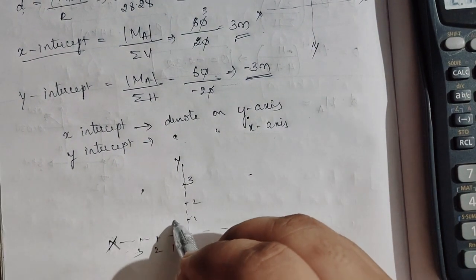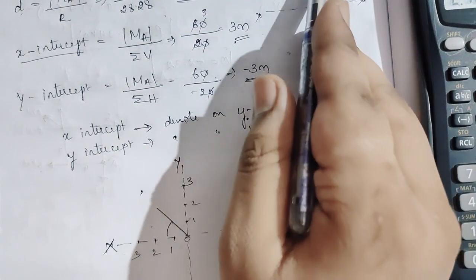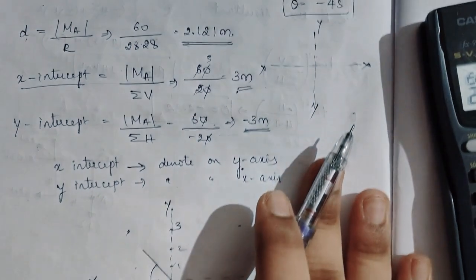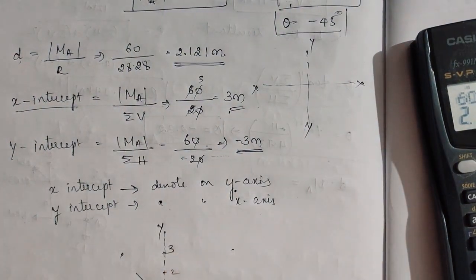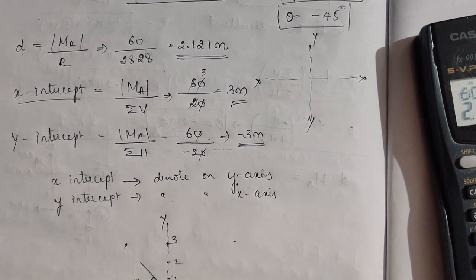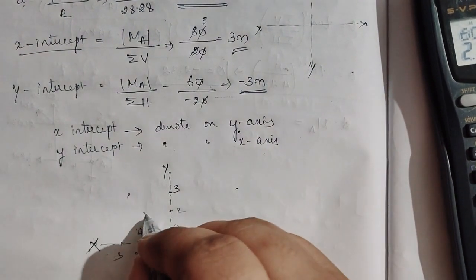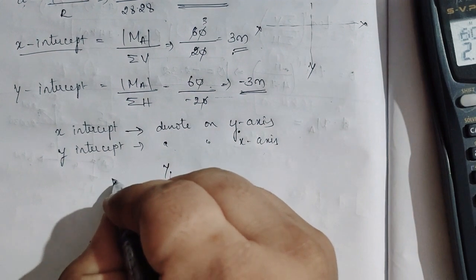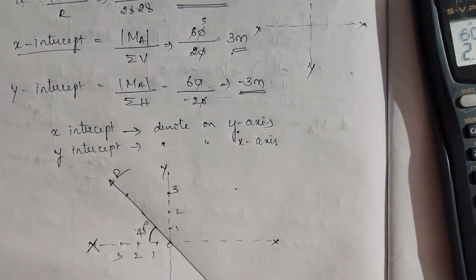So this will be at an angle 45 degree. So 45 degrees here, this theta is 45 degree, right? And that is anti-clockwise direction, correct? Just 45 degree. So this is the resultant R. So this will be the resultant.